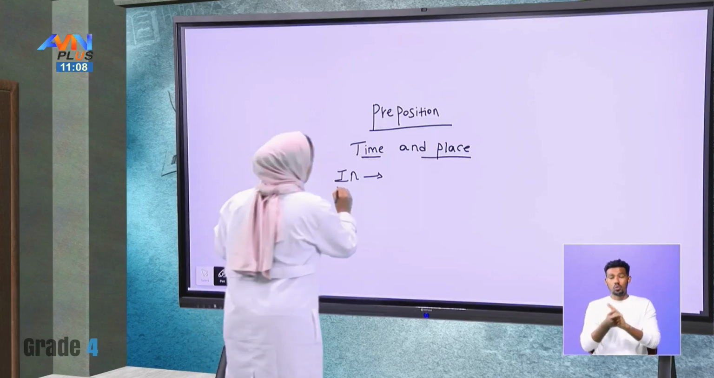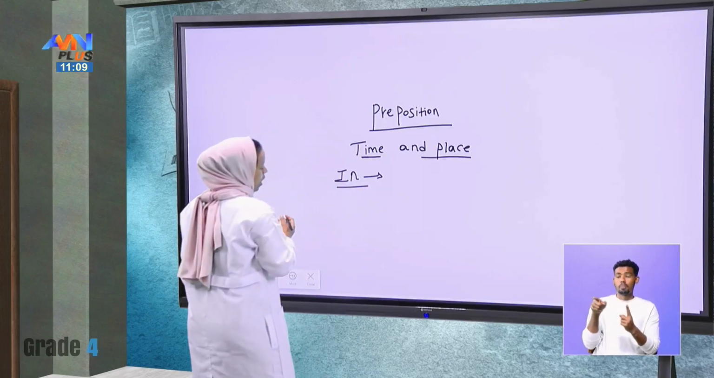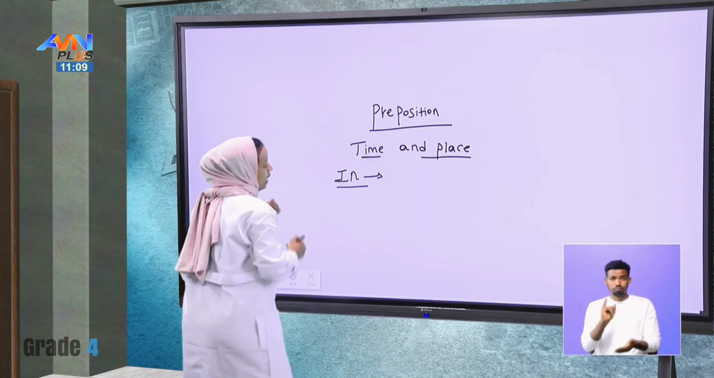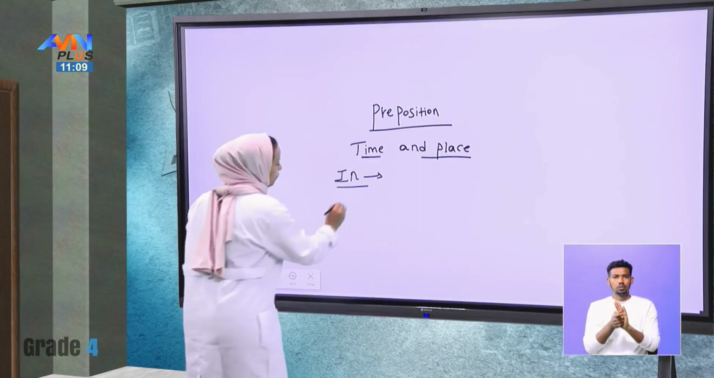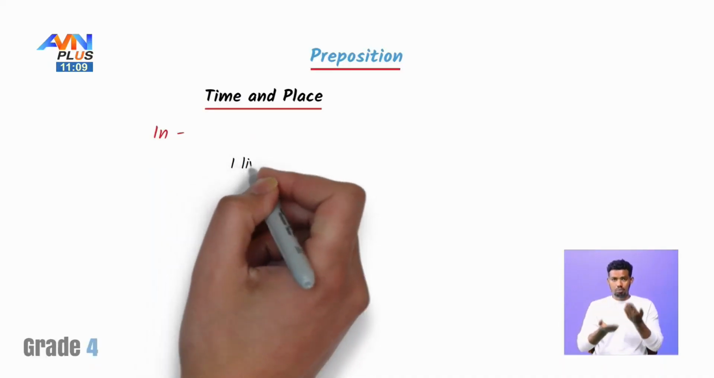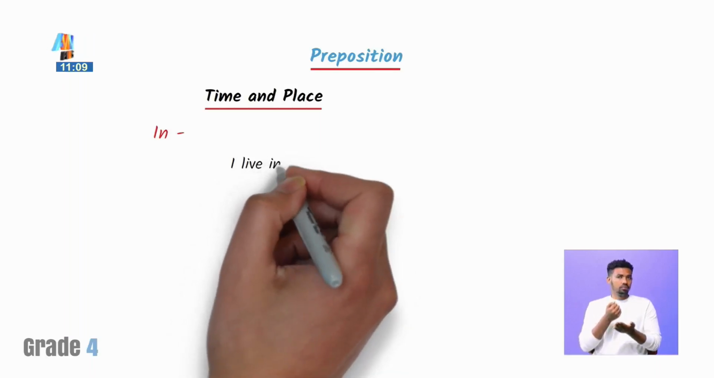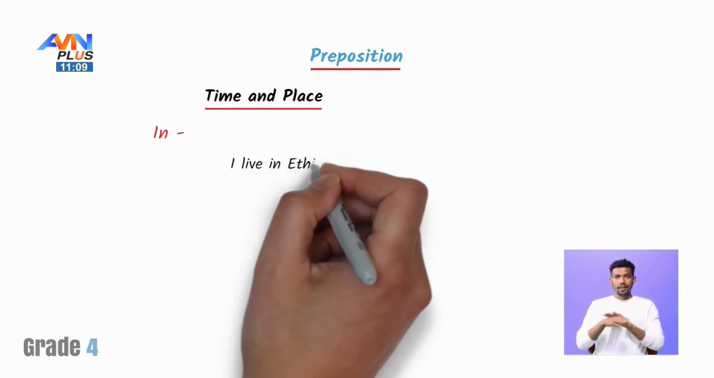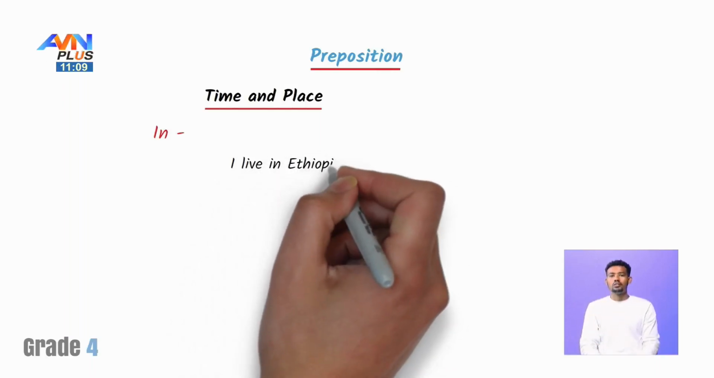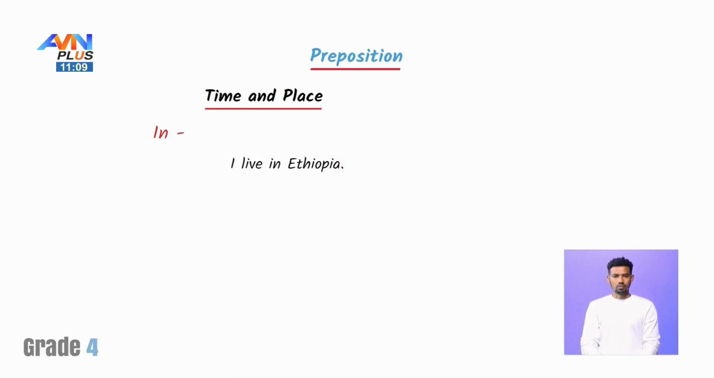When we come to in, let us mention one example by using in for place. I live in Ethiopia.